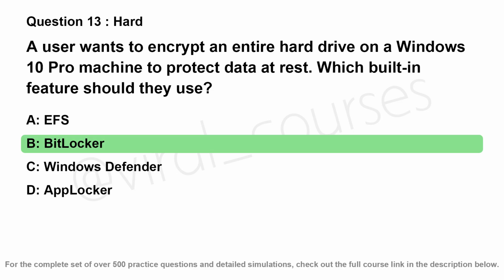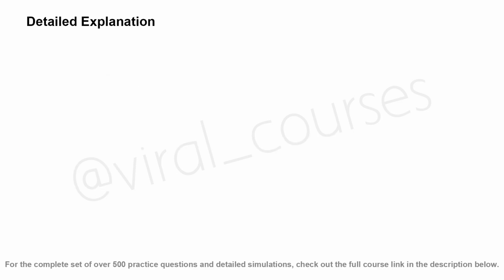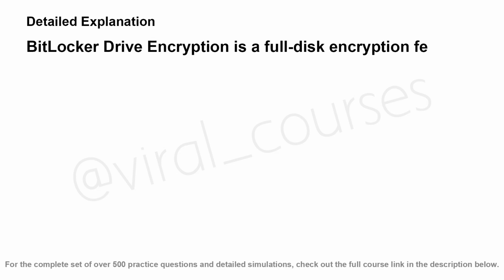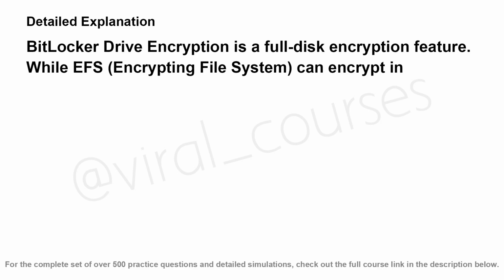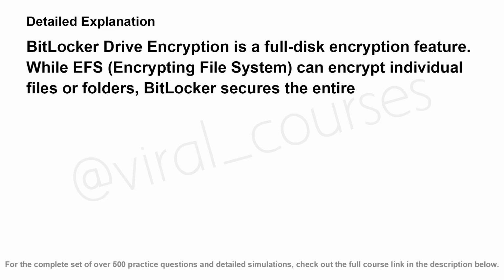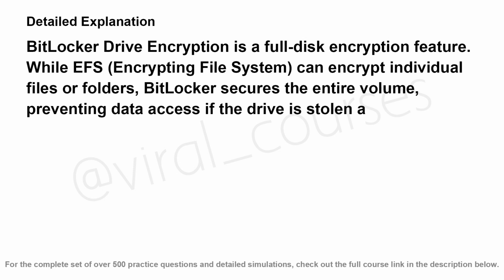The correct answer is B. BitLocker drive encryption is a full disk encryption feature, while EFS, encrypting file system, can encrypt individual files or folders. BitLocker secures the entire volume, preventing data access if the drive is stolen and placed in another machine.